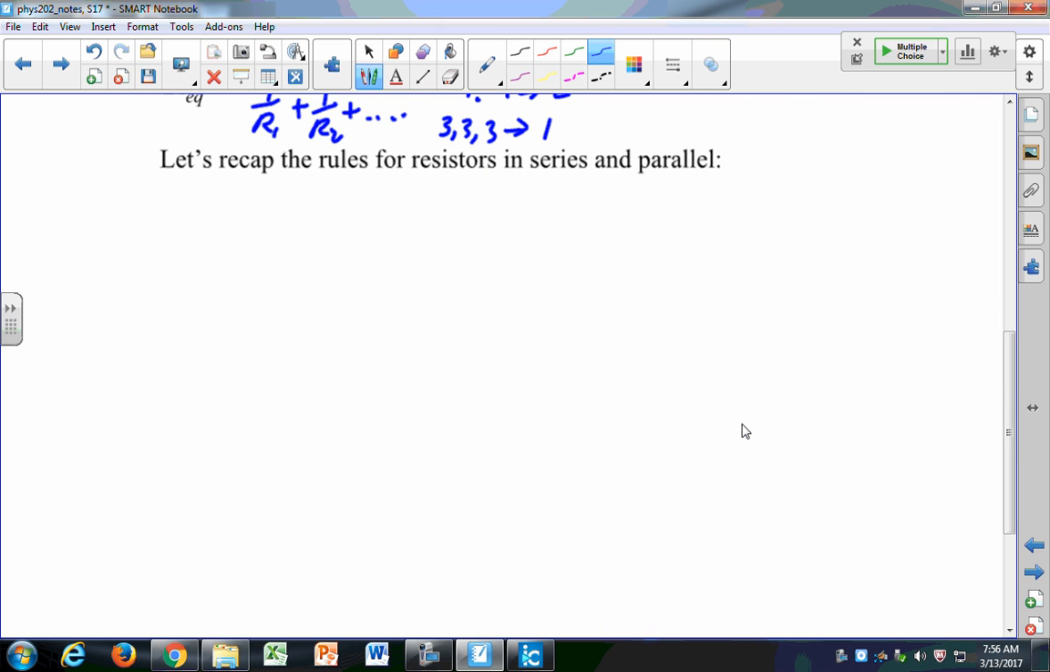Let's see. I wanted to recap. Can we recap those rules one more time? It helps to sort of ingrain them in your head. So for series, the equivalent is equal to R1 plus R2 plus however many. By the way, you'll probably have a couple of multiple choice questions just about the rules, just that you know the rules. You'll have to use them to do the circuits, but just that you know these various relationships.